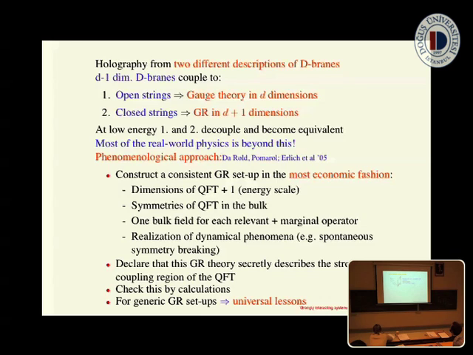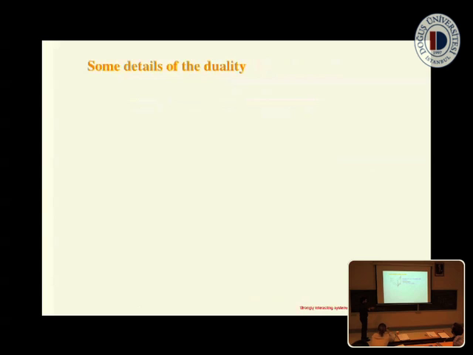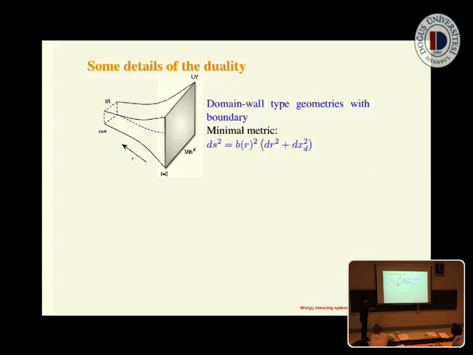So let me give some details. Okay. All right. So this is the same picture again. This is the curved background in 5 dimensions. This is the 4-dimensional boundary, and this is called the domain wall type of background. And it has a given metric, a certain kind of metric.